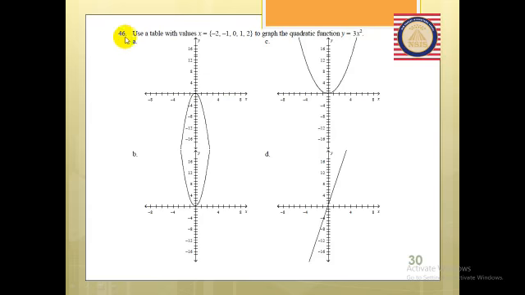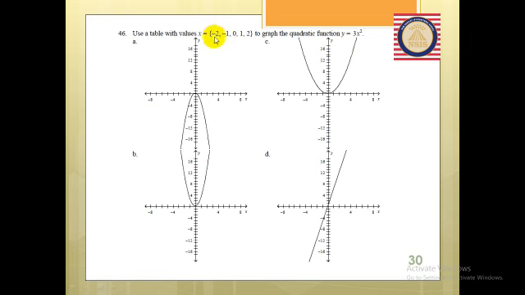Your sheet on number 46. It's telling you to use a table, so we are going to draw a table and put the values of x: -2, -1, 0, 1 and 2. My equation here is y equals 3x to the power of 2. What I'm going to do is take the values of x and substitute them here.